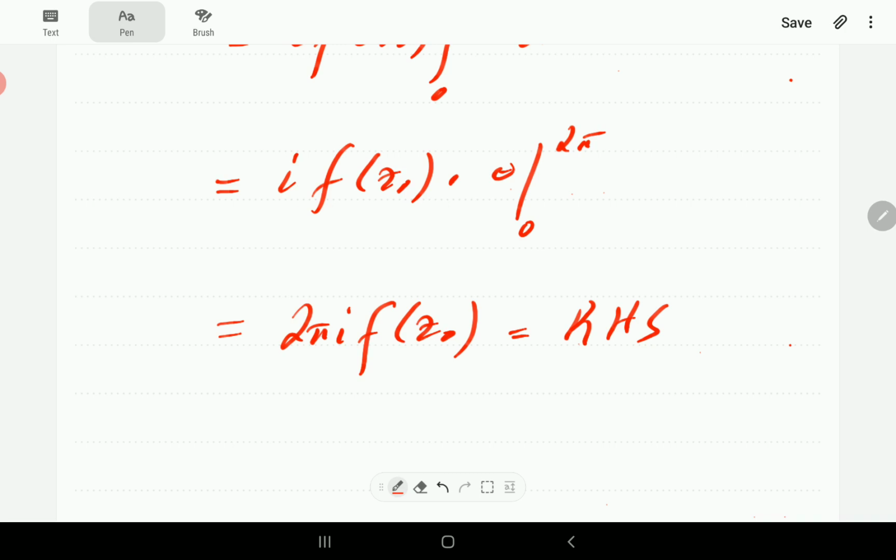So that gives us the derivation of Cauchy's integral theorem 1. We are now going to look at some examples of how to use this formula in the next video.